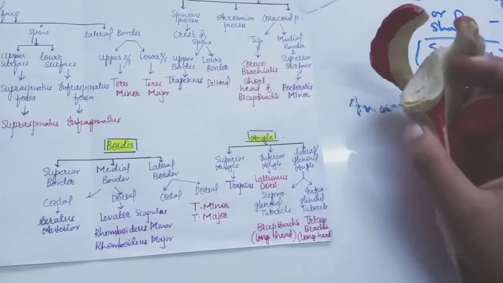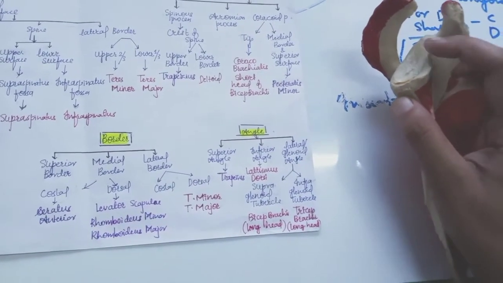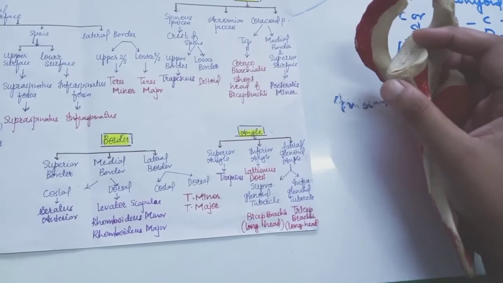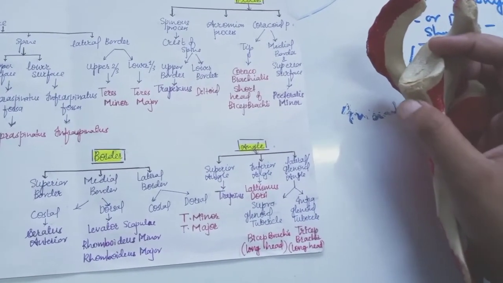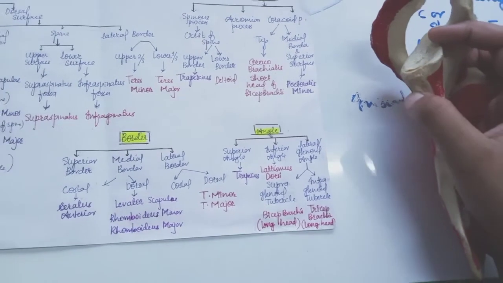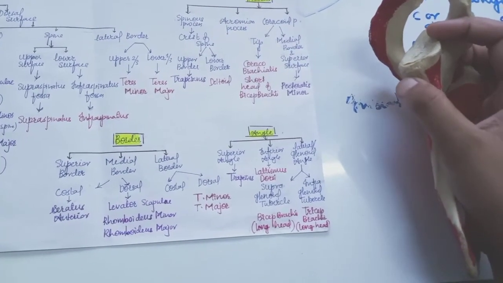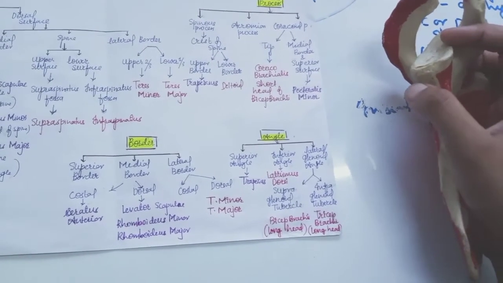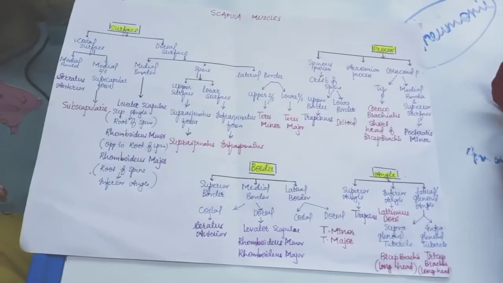Then this one is just below the glenoid cavity. The infraglenoid tubercle is present, and the triceps brachii long head arises from this. The long head of the triceps brachii arises from the infraglenoid tubercle.